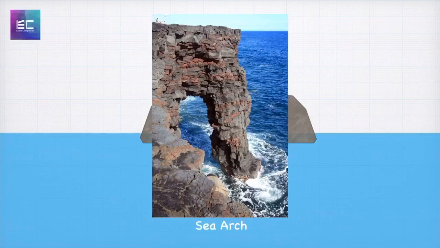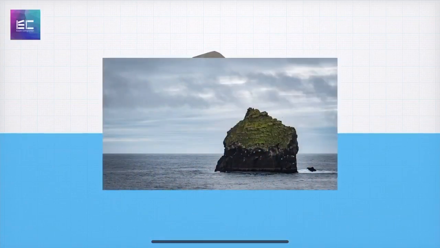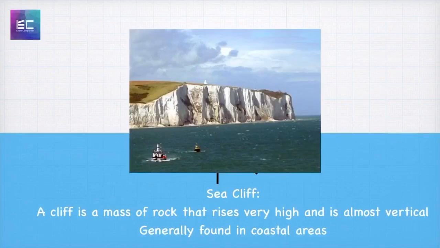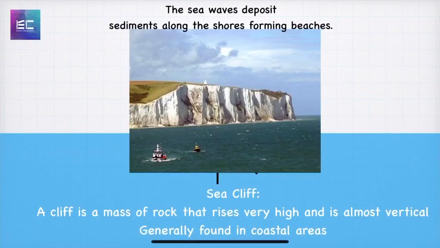Now, still, the sea waves keep on applying pressure on the sea arch. So, what happens? Even the ceiling of the sea arch gets broken. So, only the walls remain. Hence, the structures formed are called sea stacks. Now, a sea cliff is a mass of rock that rises very high and is almost vertical. These are generally found in coastal areas. Also, sea waves deposit sediments along the shores, and hence beaches are formed. So how are beaches formed? When sea waves deposit sediments along the shores.